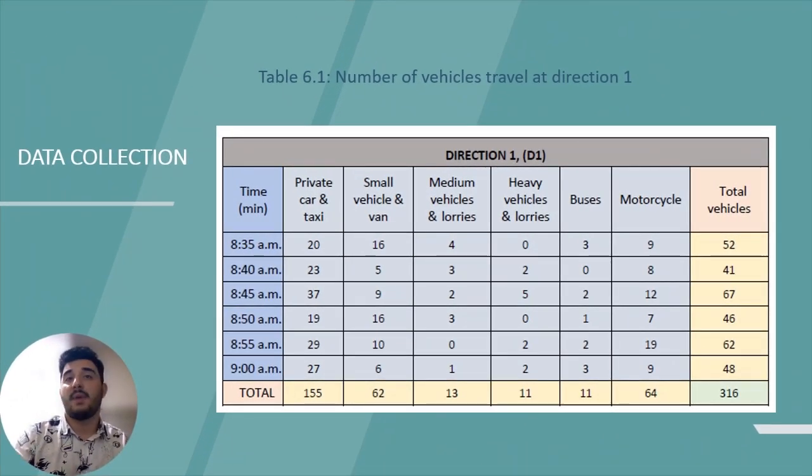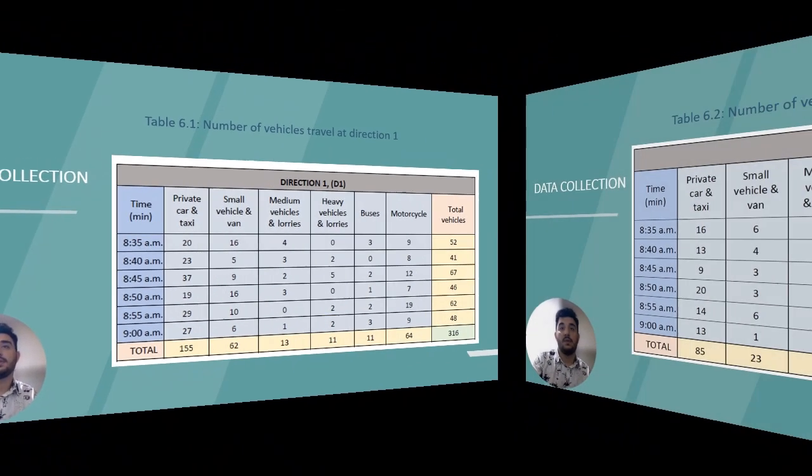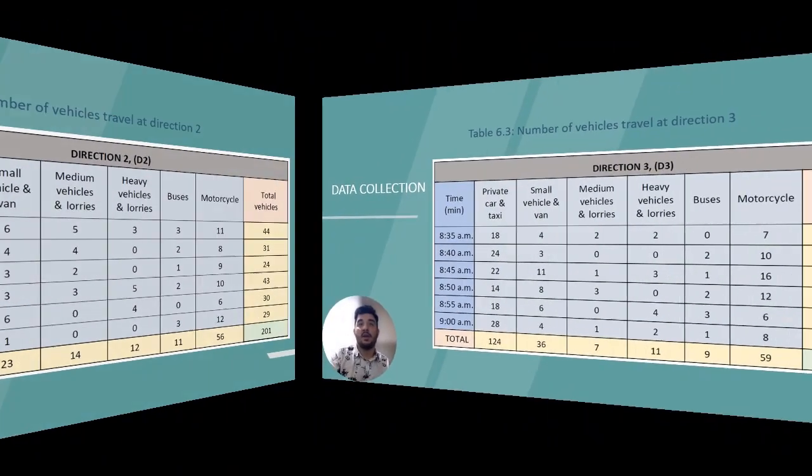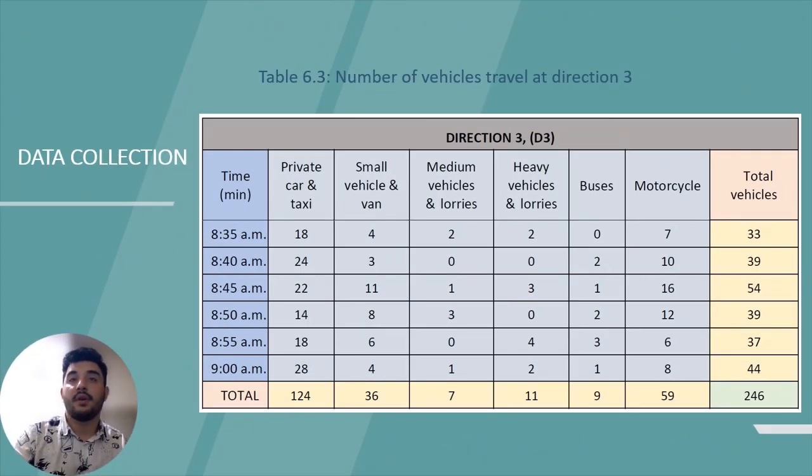For our first path, D1, the data between 8:30 and 9 a.m., we get a total of 360 vehicles. For our second direction, D2, the data was taken at the same time, but this time with a total of 201 vehicles. And for our third direction, D3, same time with a total of 246 vehicles.